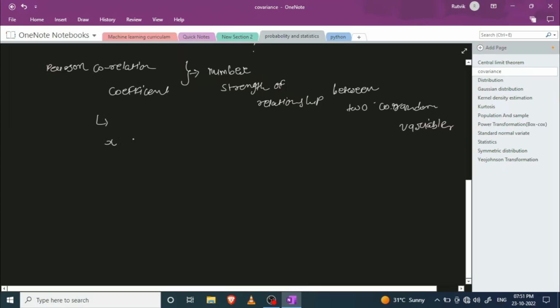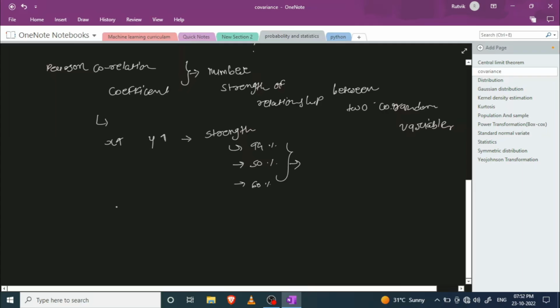Suppose here we have an x variable and we have y. With the increasing of x, y is also increasing. But what is the strength of this particular relationship? Like 94% out of 100, like 50% out of 100, or 60% out of 100. What is the strength of this relationship? I want to calculate that. With the help of the Pearson correlation coefficient, you can easily calculate that.